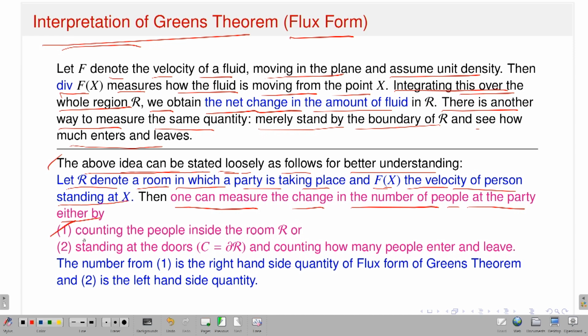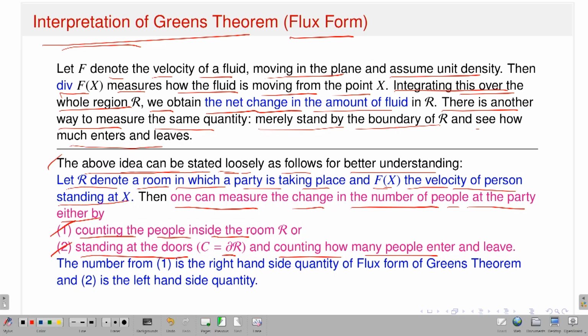One, counting the people inside the room R, or number two, standing at the doors, which is nothing but the boundary of the region, that is del of R, and counting how many people enter and leave. So you can interpret it in two ways: either look at what is going on inside the room, or look at what is going on at the boundary.